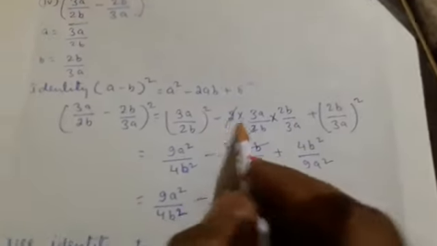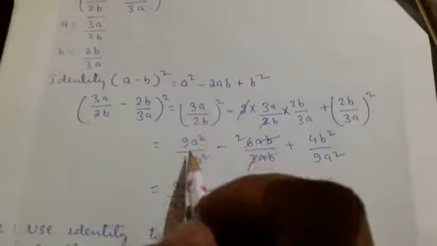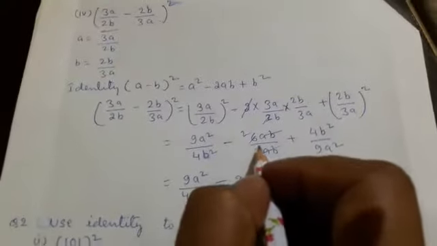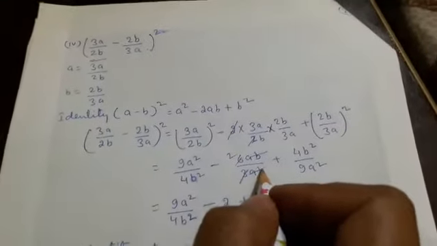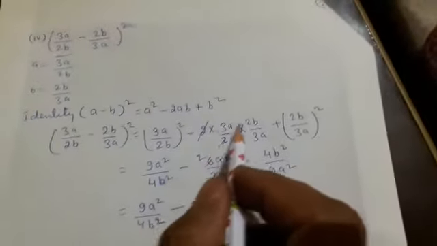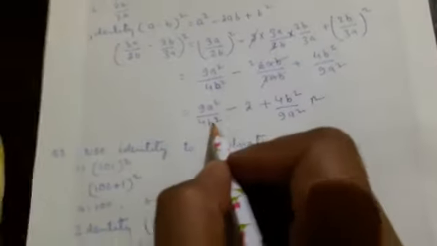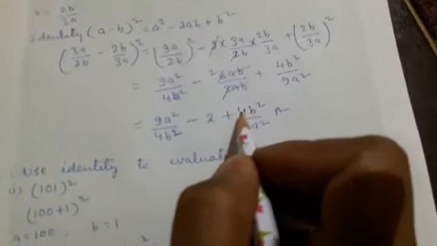Now simplify this. The 2 will cancel out here. (3a) whole square means 9a square upon 4b square, minus, when we multiply, 6ab upon 3ab, so it will be divided, which gives 2, plus (2b) whole square means 4b square upon 9a square. So 9a square upon 4b square minus 2 plus 4b square upon 9a square will be our answer.